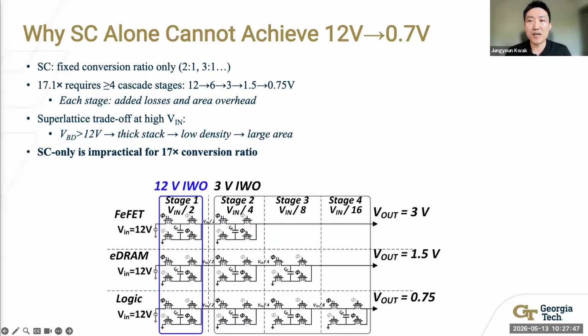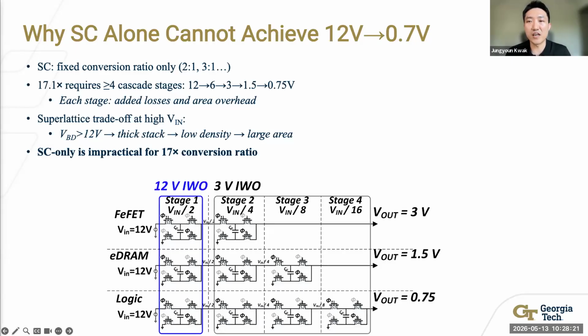A pure switched capacitor converter cannot efficiently achieve the 17-to-1 step down from 12 volts to 0.7 volts. This slide shows why in numbers. The diagram on the left shows the chain needed for cascaded 2-to-1 switched capacitor stages in series. Going from 12 volts to 0.75 volts requires 4 steps: 12 to 6, 6 to 3, 3 to 1.5, 1.5 to 0.7 volts.